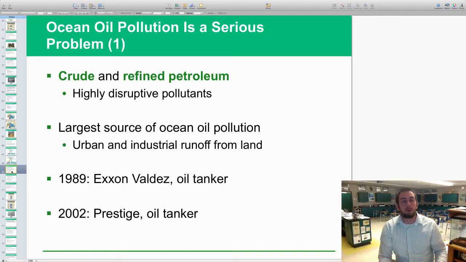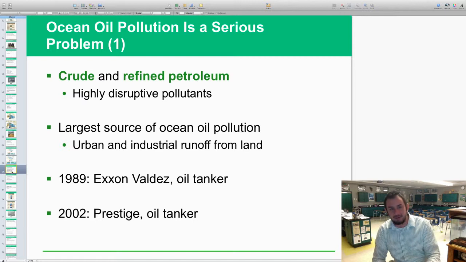So ocean oil pollution is a serious problem too. We obviously saw the Gulf of Mexico affected by the BP oil spill, but there have been some other ones as well. This BP oil spill happened after your book was written, so it doesn't have as much on there. But crude and refined petroleum, crude is actually the stuff you take out of the ground, and refined is the stuff that's been purified into gasoline to put in your cars. They're highly disruptive pollutants, especially when they're mixed in with water because they're non-soluble, so they have a lot of problems there. The largest source of ocean oil pollution comes from urban and industrial runoff from land, not actually from spills. But we have had some spills in the past.